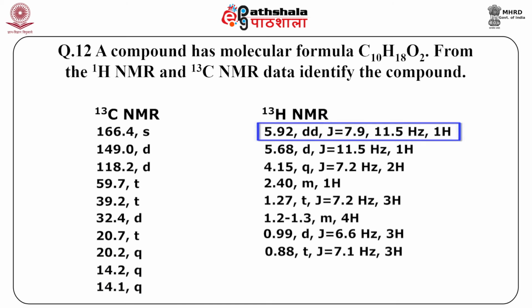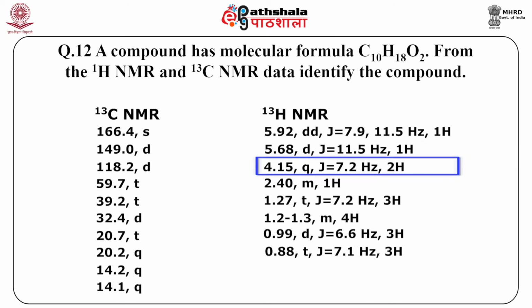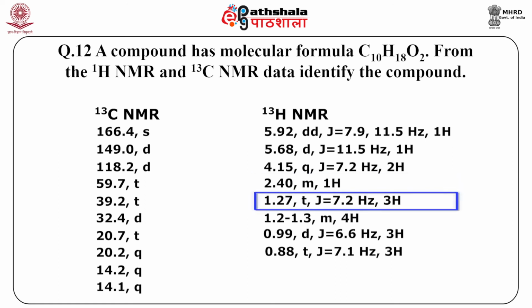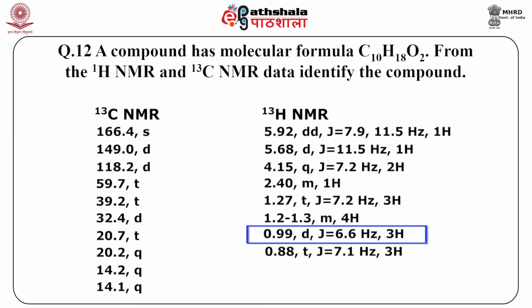The 1H NMR data shows a double doublet at 5.92 with coupling constants of 7.9 Hz and 11.5 Hz for a single proton, a doublet at 5.68 with a coupling constant of 11.5 Hz for a single proton, a quartet at 4.15 ppm with a coupling constant of 7.2 Hz for 2 protons, a multiplet at 2.40 ppm for 1 proton, a triplet at 1.27 ppm with J equal to 7.2 Hz for 3 protons, a multiplet at 1.2 to 1.3 delta for 4 protons, a doublet at 0.99 with J equal to 6.6 Hz for 3 protons, and a triplet at 0.88 with J of 7.1 Hz for 3 protons.